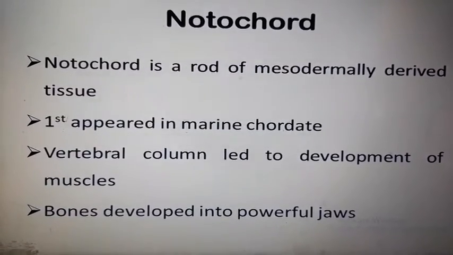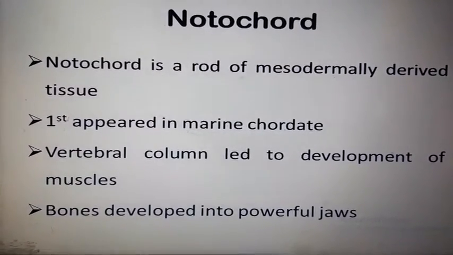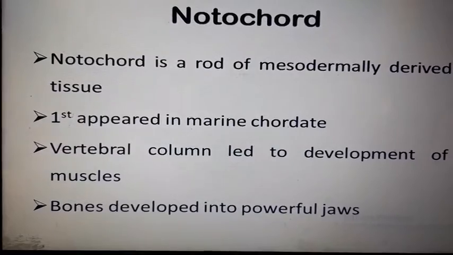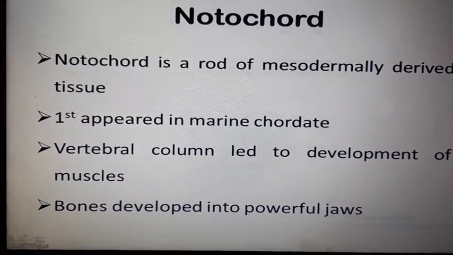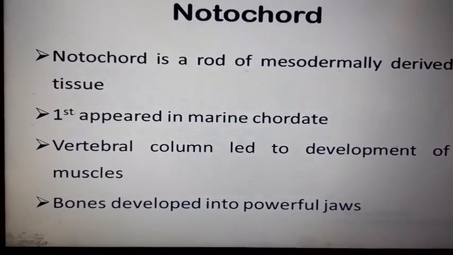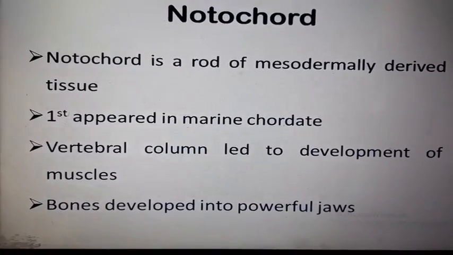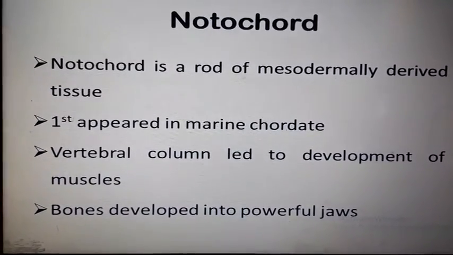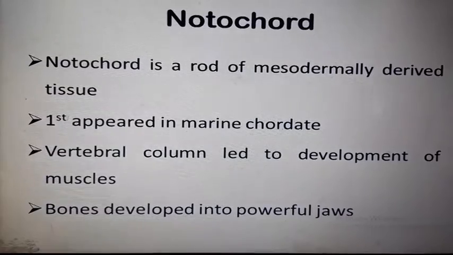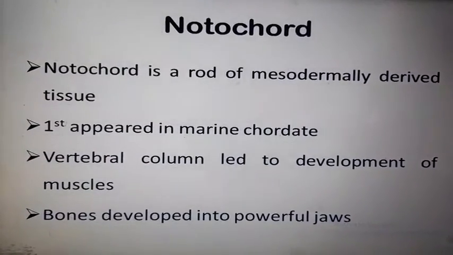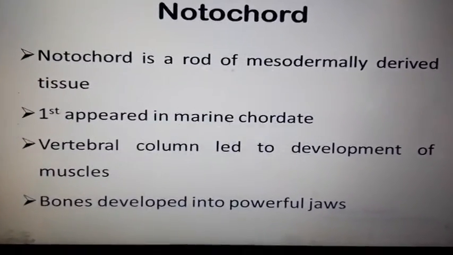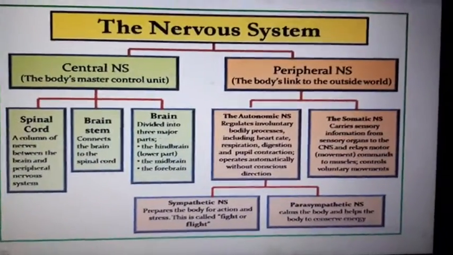adults. So, during embryological development in vertebrate species, vertebrae are serially arranged into the vertebral column, and that replaces the notochord. The vertebral column led to the development of strong muscles that allowed the vertebrates to become fast-moving predatory animals, and some further bones developed into powerful jaws, which is responsible for the predatory nature of the animals as well. So this is about the notochord, and after this we discuss the flowchart of the nervous system.